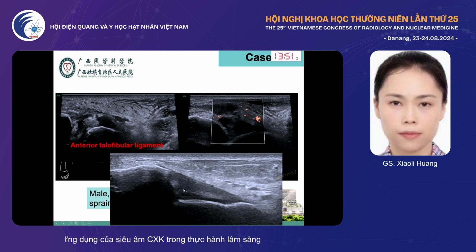And this image shows the normal size anterior talofibular ligament. Through bilateral comparison, it's not difficult to identify the difference between the two. Finally, the patient can be diagnosed with a rupture of the anterior talofibular ligament.